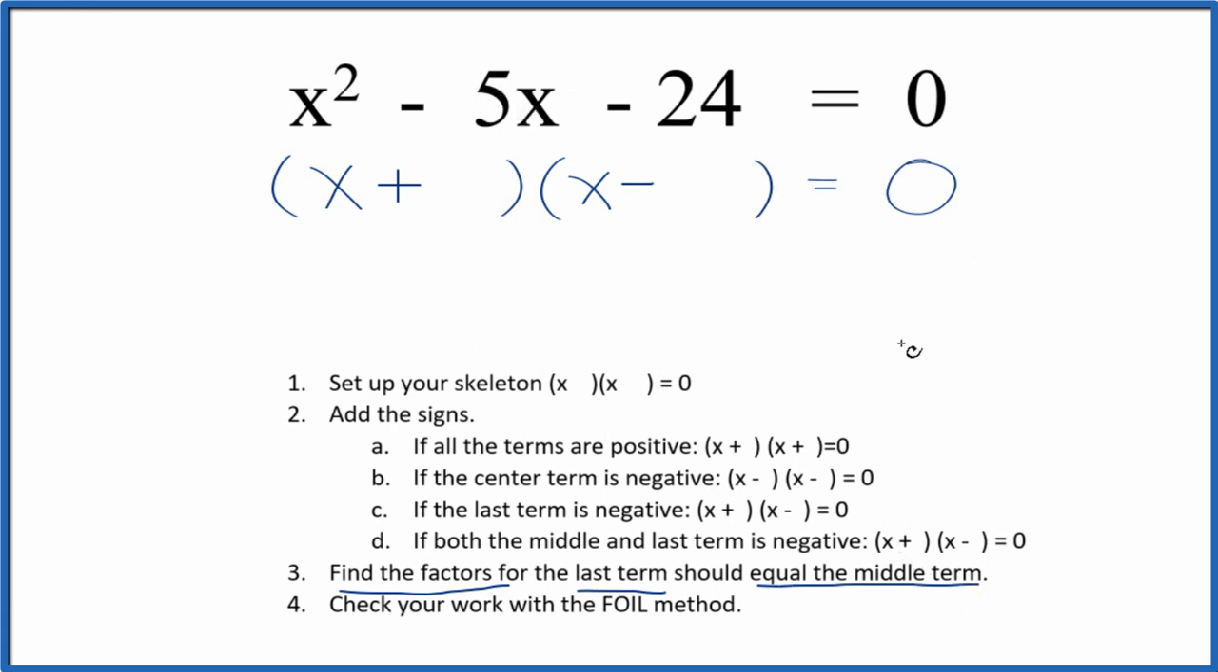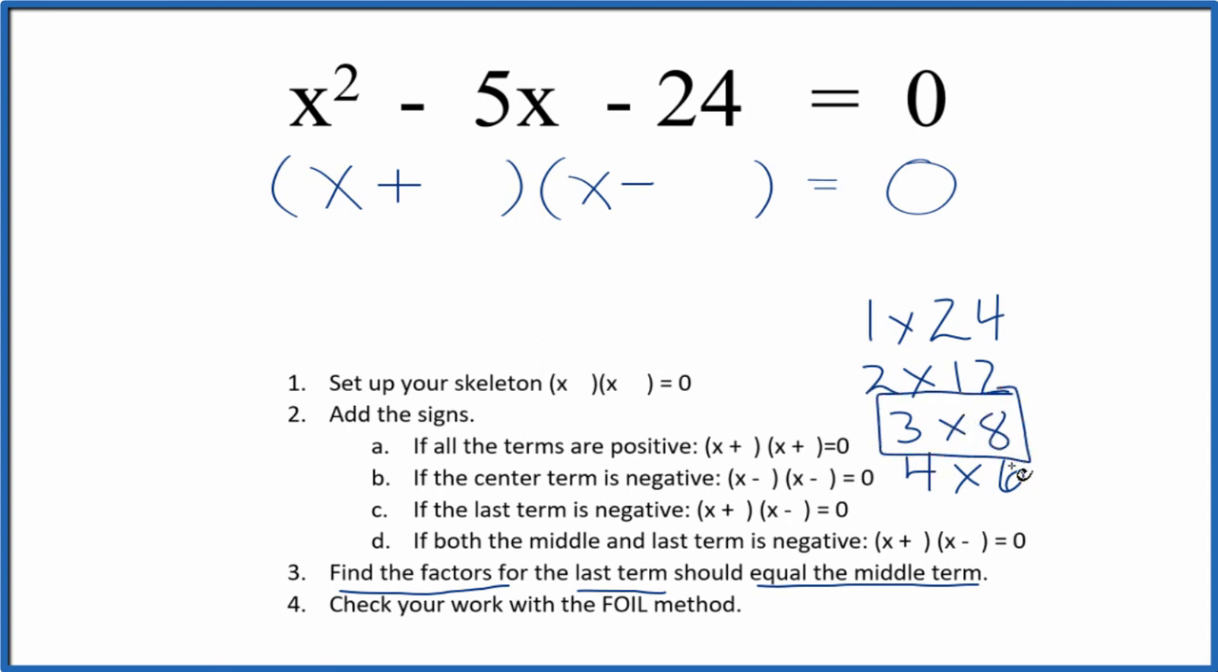So the factors of 24, let's just list those. And so I'm looking for factors here that have a difference of 5. And the only thing that has a difference of 5 is 3 and 8. 8 minus 3, that's 5. So what I'll do is I'm going to put the 8 here because I want to have a big number as negative. And then I'll put the 3 right here.